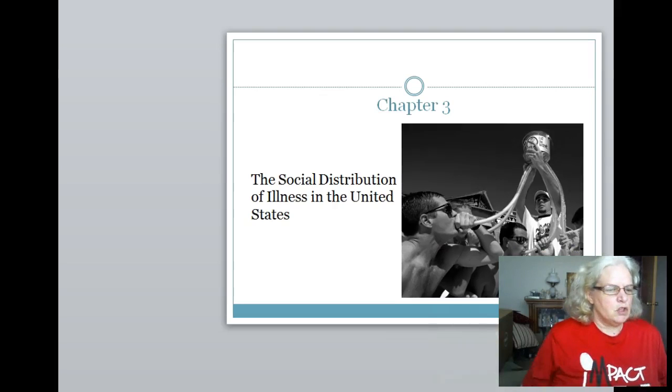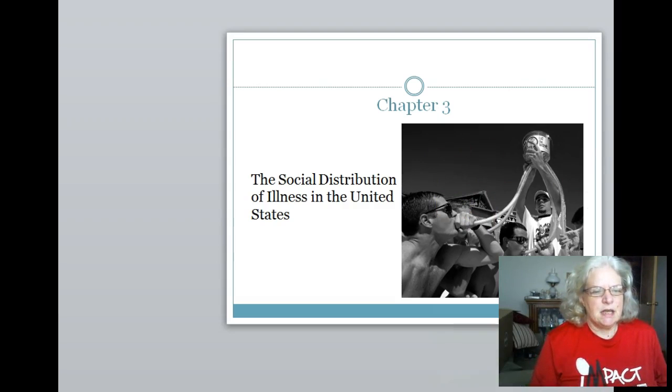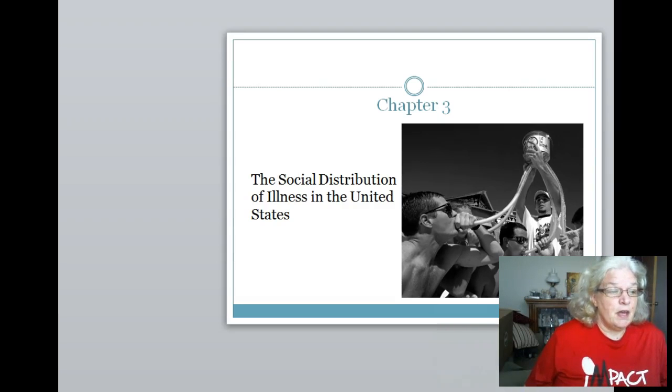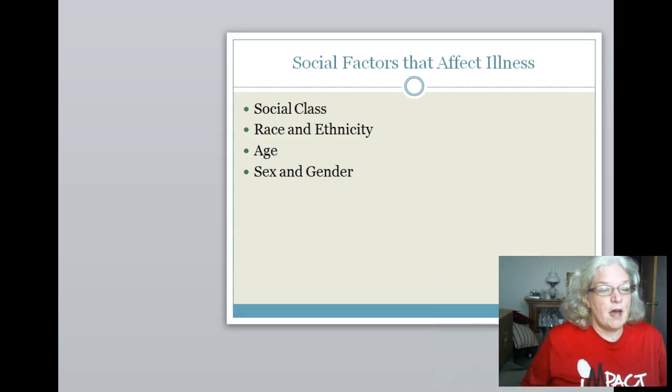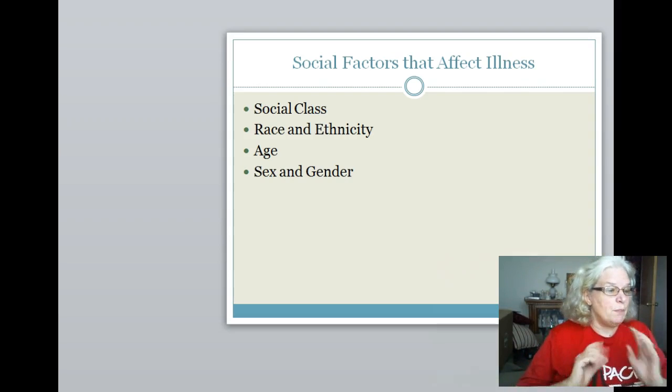So what are the big issues here as far as distribution of illness? We obviously see a spring break party on the cover slide for the chapter's PowerPoints, and it makes a difference, doesn't it? And as we think about that, age is such a significant difference, as well as gender and how people follow through. So social factors that affect illness include social class, and we can already jump in and see that social class makes a difference.